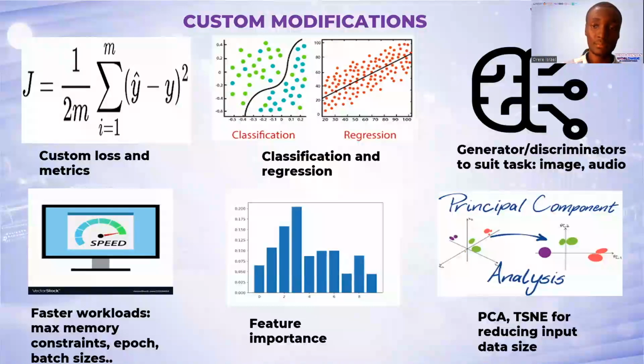And we have things like custom losses and metrics that you can define. This architecture works with classification and regression. You can define your generator and discriminator to match your task and your data, whether it's image, audio, or tabular. You can also work faster with maximum memory constraints as a parameter, reducing your epochs and batch size, and using your feature importance and PCA or t-SNE to reduce the amount of data you feed to the model, which can help you do experiments faster.